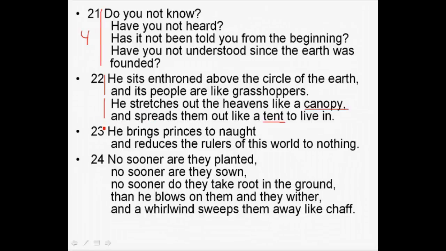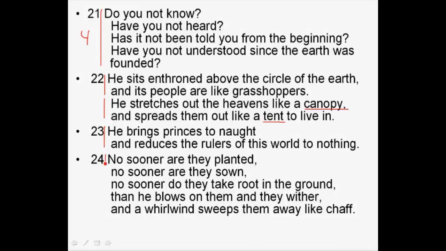That's still God, who brings the princes, the powerful people, the big shots, to nothing, and reduces the rulers of this world to nothing. The repeated ideas: brings the princes to naught, reduces the rulers of this world to nothing. The repeated image of the big shots being brought down in front of God's power. And then we have the same kind of repetition again.